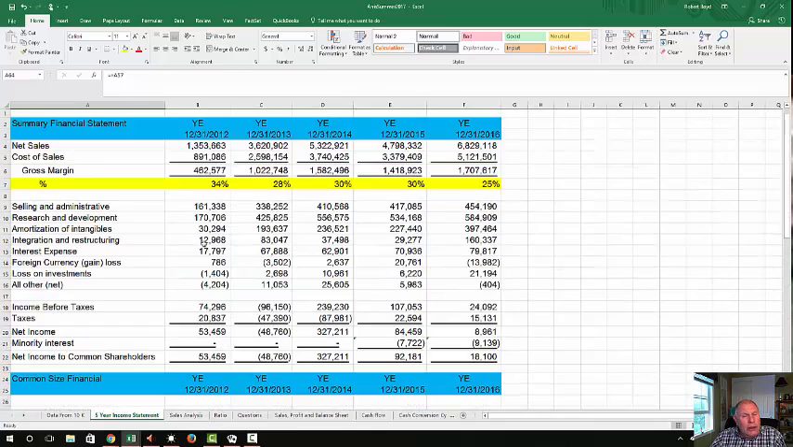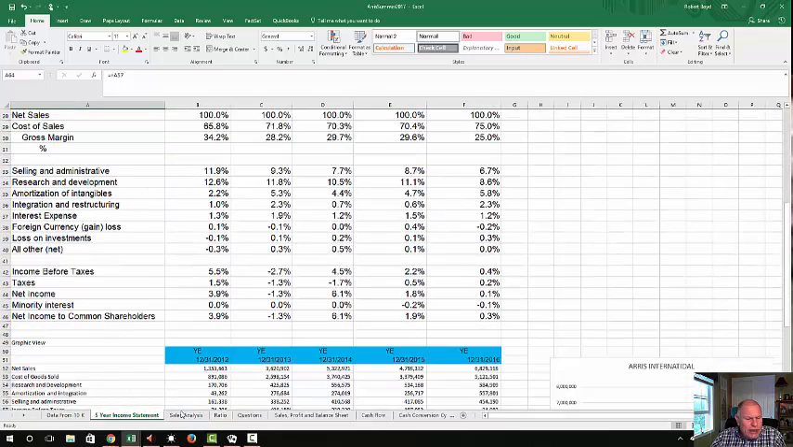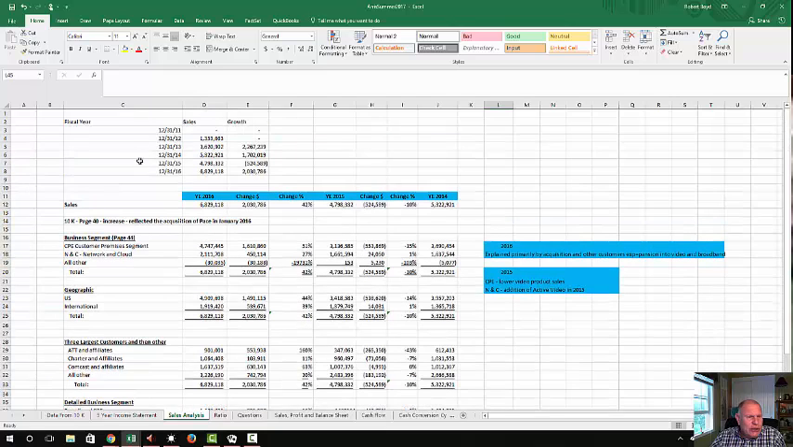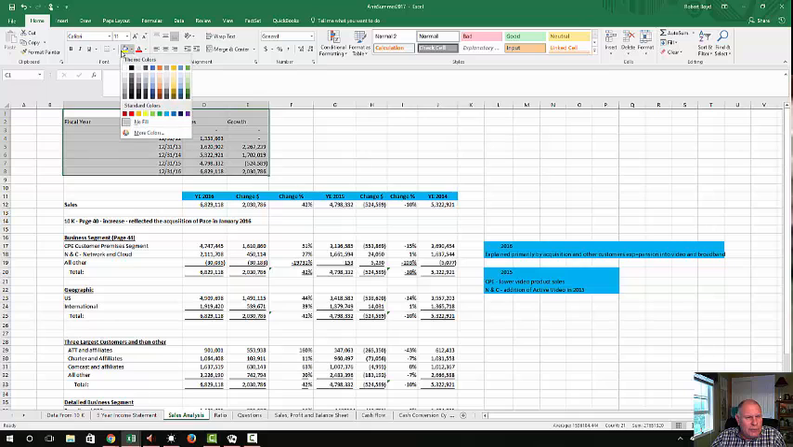So that's our first assignment. That's worth 5. Next thing to move into is the sales analysis. Now, as you notice, I just brought this piece forward. So if you look right there, let's color it up for you.